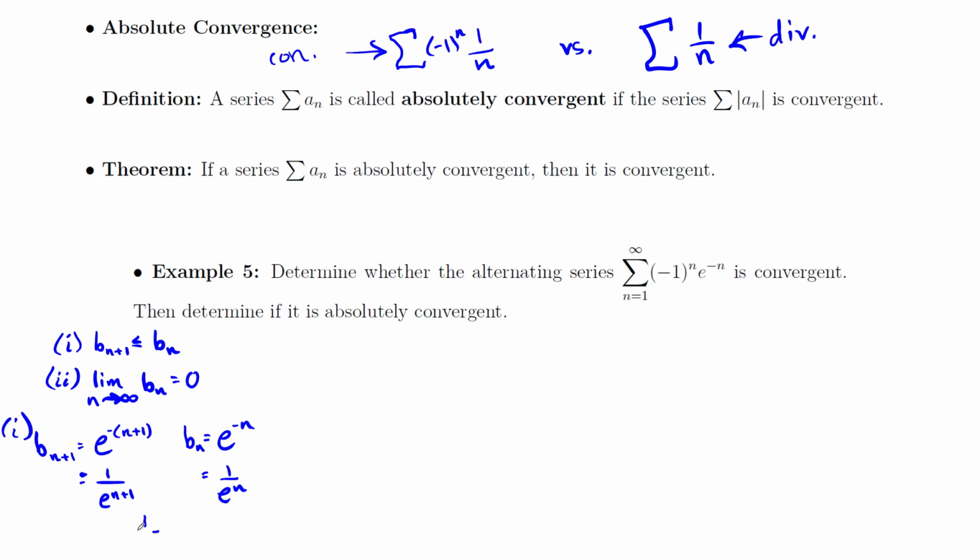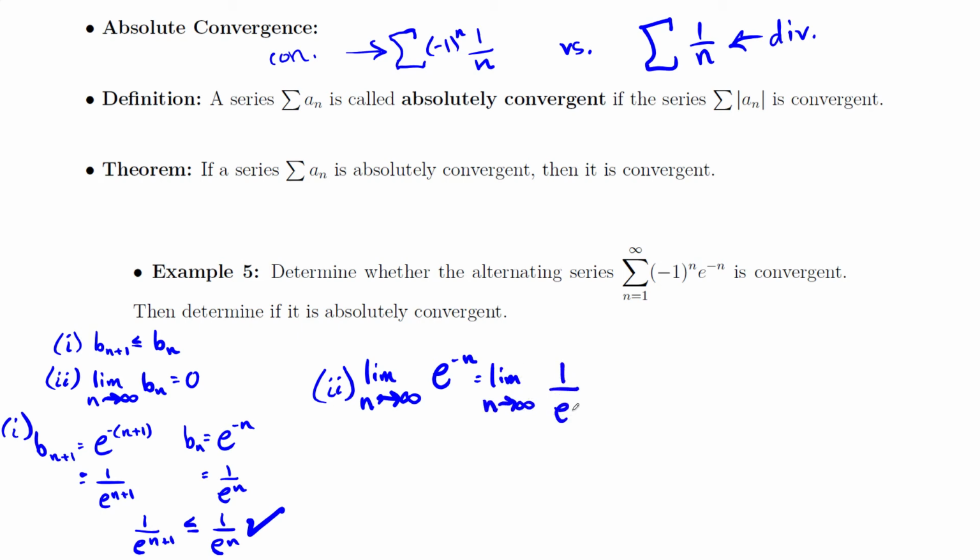So we know that it is, in fact, true that if you're adding more to a positive exponent in the denominator, that's going to give you a smaller number than if you're adding less to a positive number in the exponent in that denominator. So that checks out. And then number 2, if I take the limit as n goes to infinity of e to the negative n, that's going to be the limit as n goes to infinity of 1 over e to the n, and I know that that is also 0. So that means it is convergent.